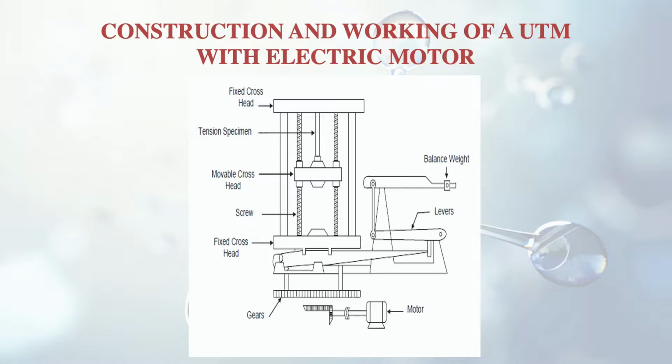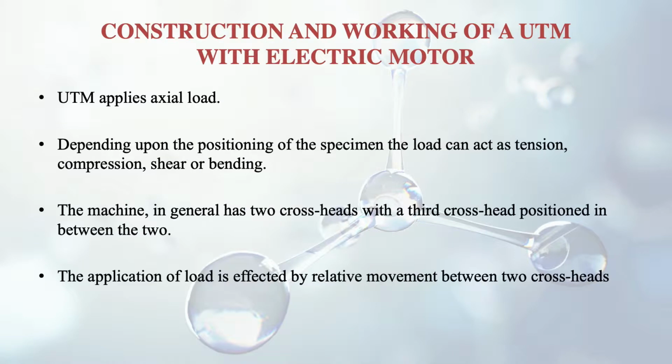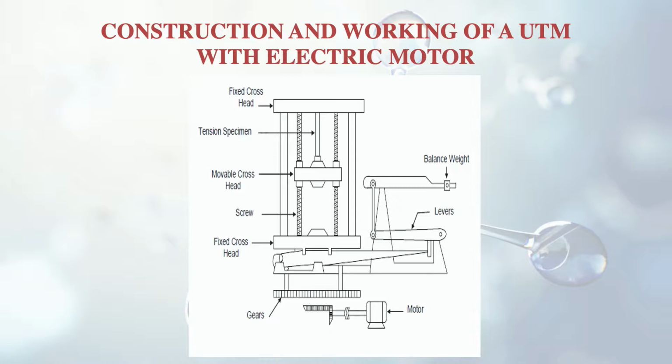So here, since it is named electric motor driven UTM, you can see why we are saying that, because here you can see this electric motor is there. Then the gear and pinion are also there. These are moving the machine. So application of load is affected by the relative movement between the two crossheads. So you see here two crossheads, where accordingly the specimen will also move as they move up.